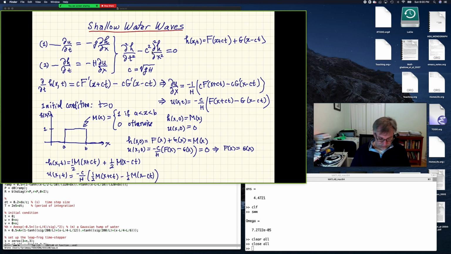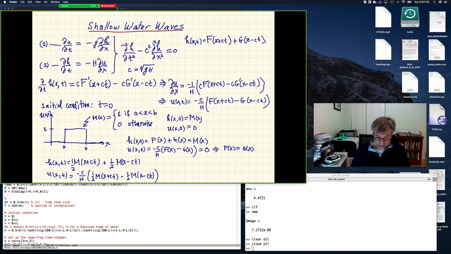So there'll be a wave train moving to the right over here and one moving to the left, and the velocity will have a boxcar shape, except it will be multiplied by minus c over h. Alright, so that's the solution.